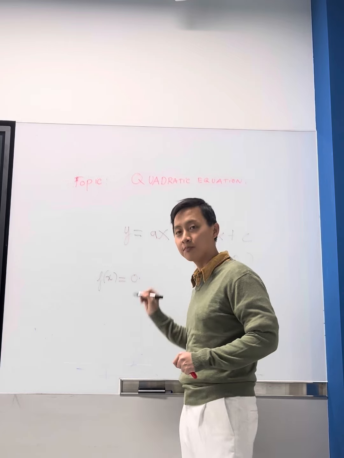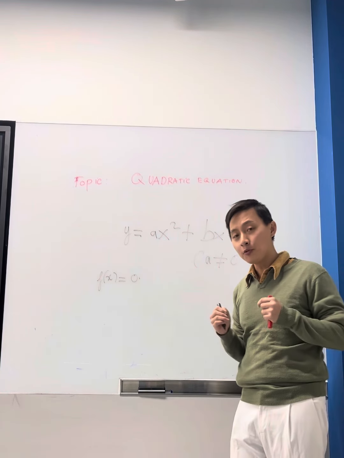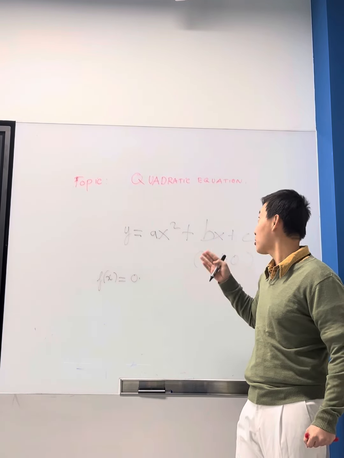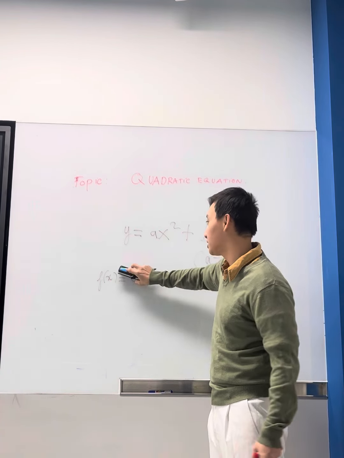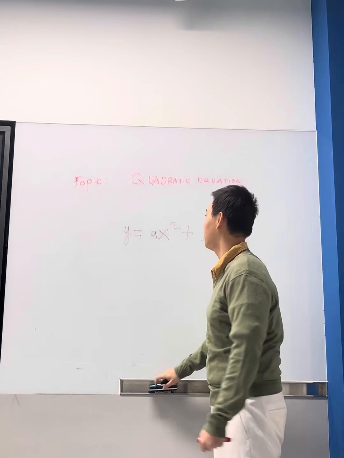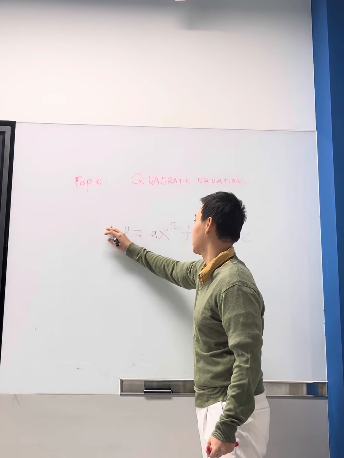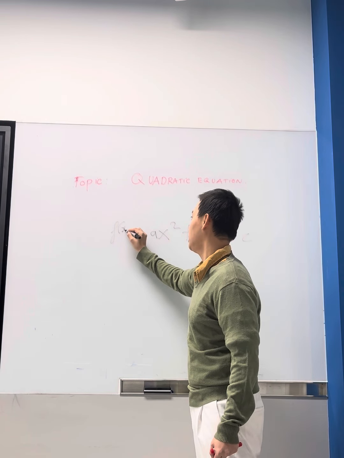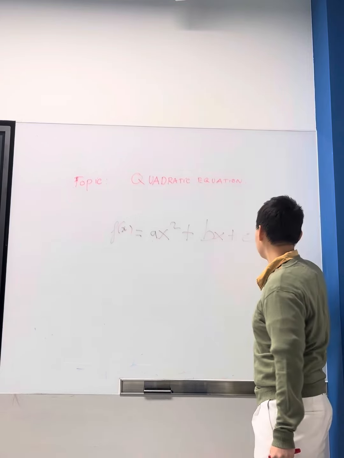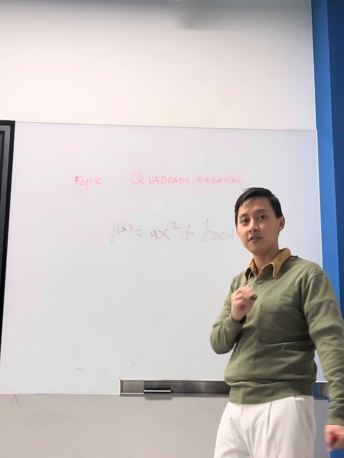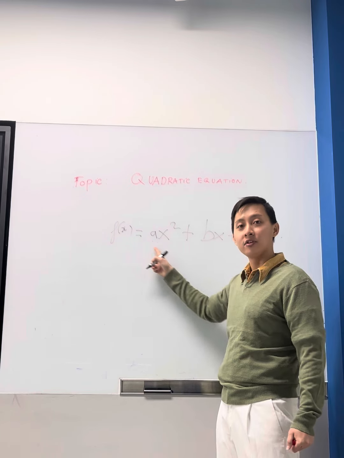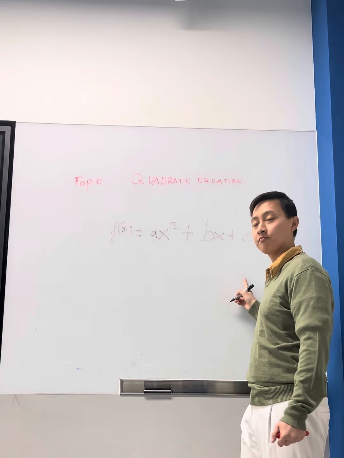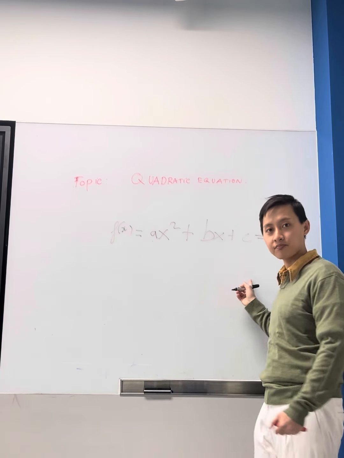So today we're going to learn how we can solve the quadratic equation. What is the definition of a quadratic equation? The quadratic equation is defined as the form ax squared plus bx plus c equal to 0, right? This is the definition of a quadratic equation, and we learn how we can solve it.